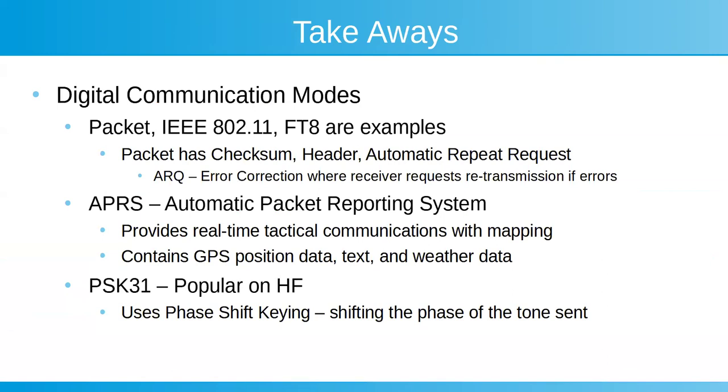Okay, so we talked about packet radio. Your normal Wi-Fi is packet. FT8 is essentially sending packets of information, a very complicated packet. APRS is another one of the digital modes for sending location information and some other stuff, possibly weather, text. PSK31 is like a keyboard to keyboard mode that uses phase shift keying to do the modulation.